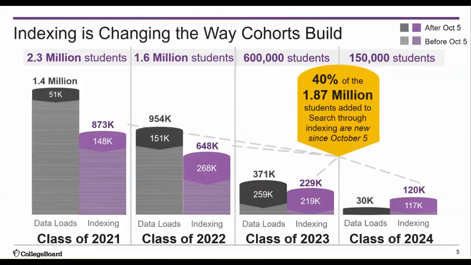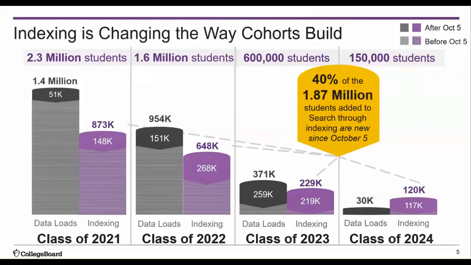Some of this new volume is indicative of a policy change to loading student records immediately at opt-in, but we've also created new opt-in opportunities for students, such as, for example, students' ability to build a college list at opt-in. So it's really important to understand how indexing impacts search in order to take advantage of the data.